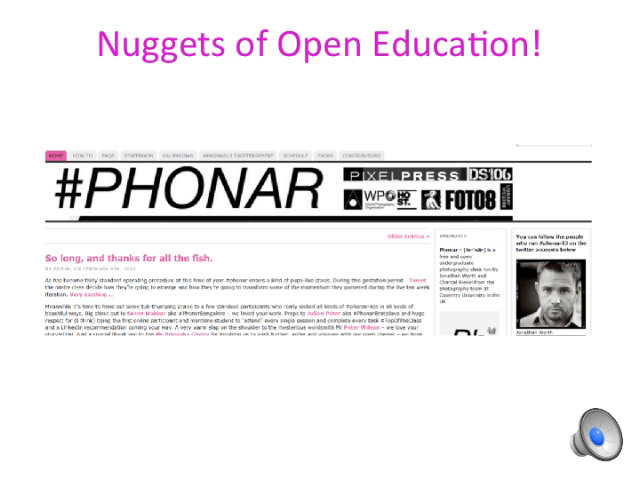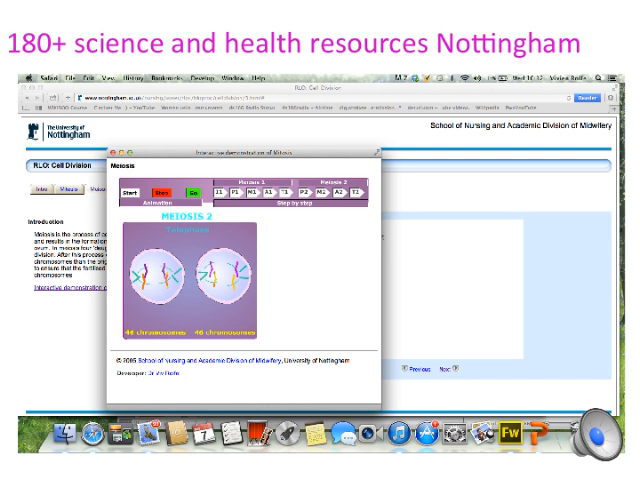And just to give you a taste of some, and the range of activities, they can be entire degree programmes that are open, such as the photography one, Phonar, at Coventry. There can be education resources and animations that are open. So the Nottingham University has an extensive library. I think it's way over 180 now of science and health learning materials, all openly licensed.